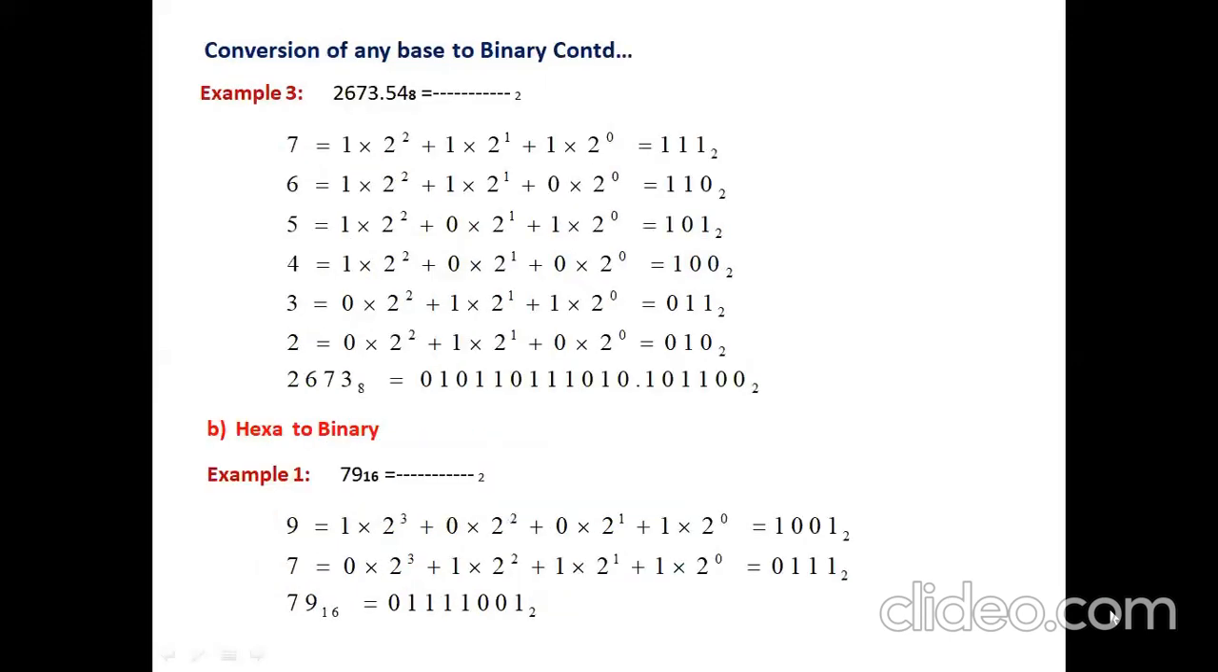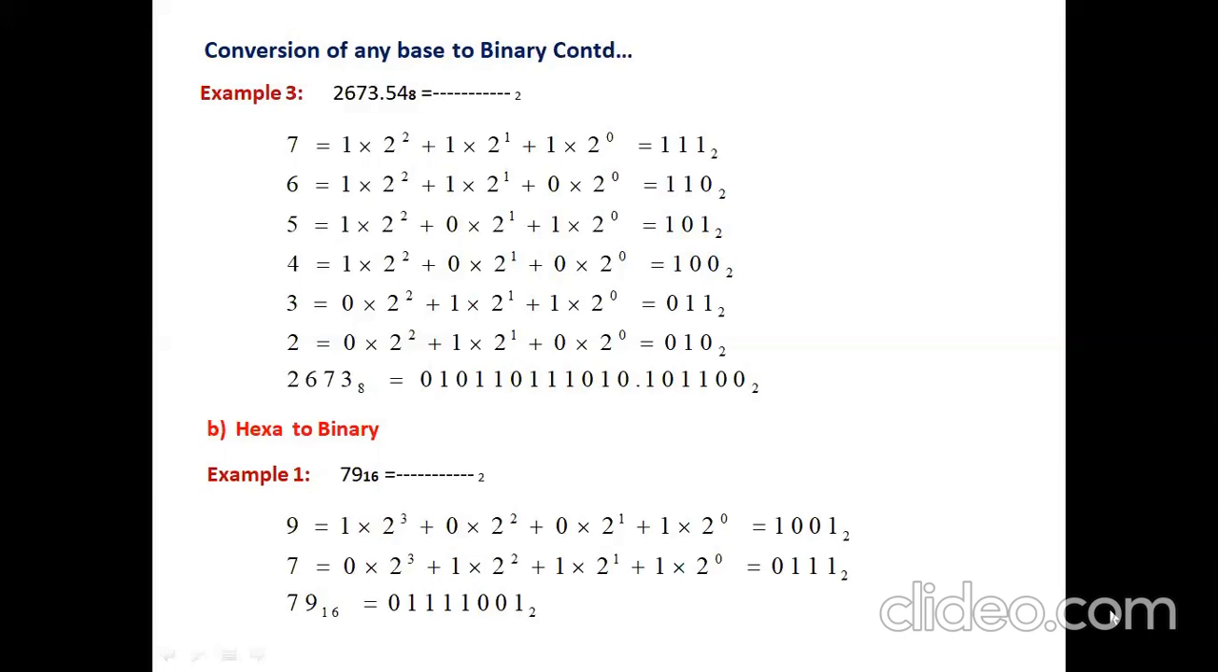So conversion of any base to binary continued. In this also, we have 2673.54 base 8 is equal to base 2. So again here we have the fractional part also that we are considering. For this also we have to follow the same procedure for the fractional part. There is no difference between without and with fractional part. Both have the same procedure when we are considering octal to binary.